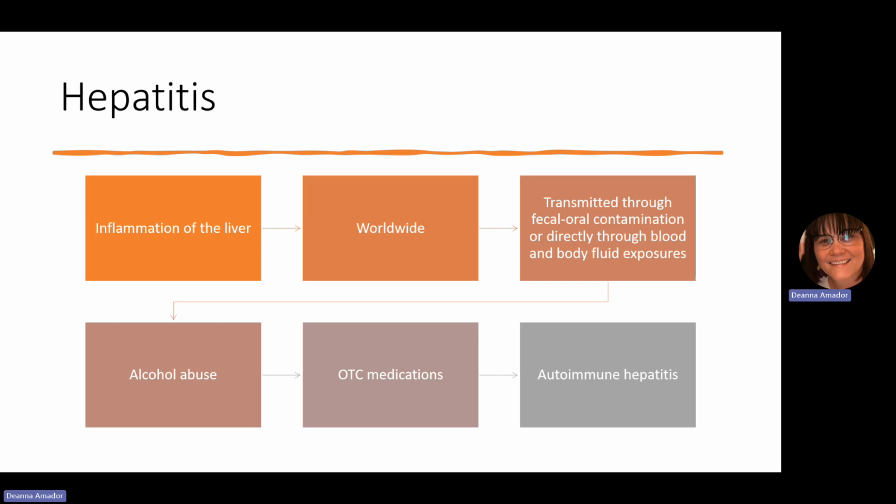Okay, hepatitis. There are different types of hepatitis. It's generally associated with individual behavior or exposure. There are several viruses, like I said, that cause hepatitis, and transmission is either through fecal-oral contamination or directly through blood and body fluid exposures. So risk factors can also include alcohol abuse, exposure to some prescription or over-the-counter medications, toxins, autoimmune diseases.